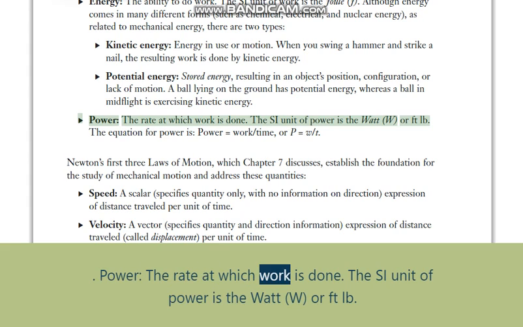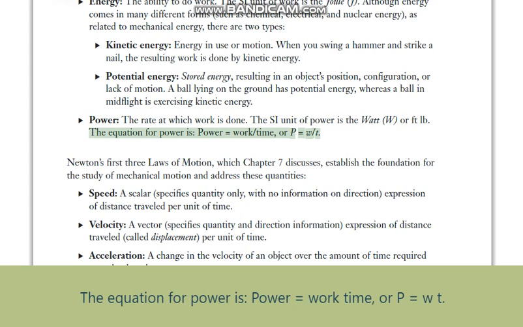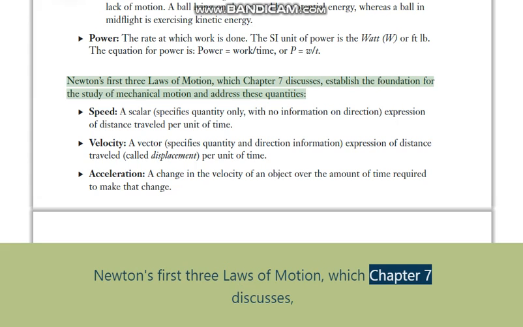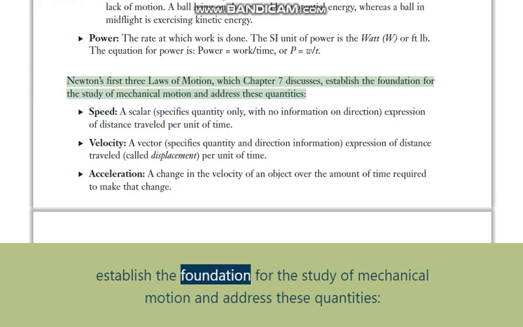Power: the rate at which work is done. The SI unit of power is the watt, W, or ft-lb. The equation for power is power equals work over time, or P = W/t. Newton's three laws of motion, which Chapter 7 discusses, establish the foundation for the study of mechanical motion and address these quantities.